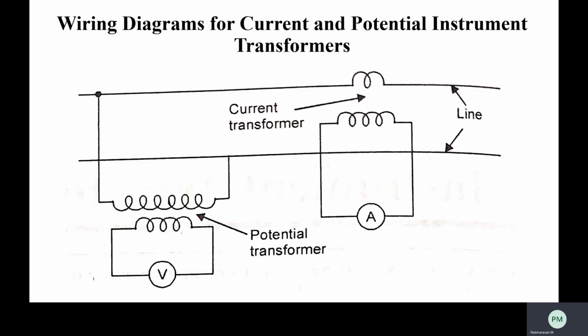These are the wiring diagrams of current and potential instrument transformers. In current transformers, the primary winding is connected in series with the line, and the secondary winding is connected to the ammeter. The potential transformer is connected across the line: the primary winding is connected across the lines and the secondary winding is connected to the voltmeter.